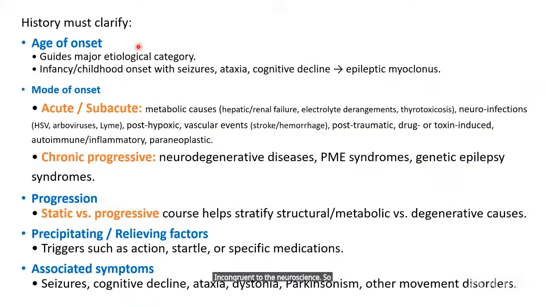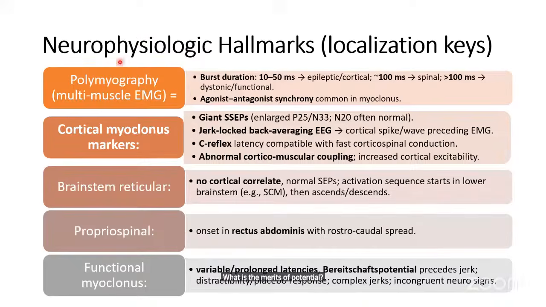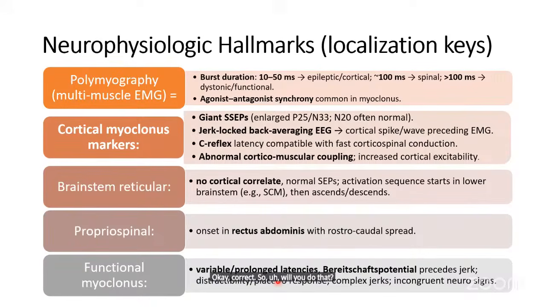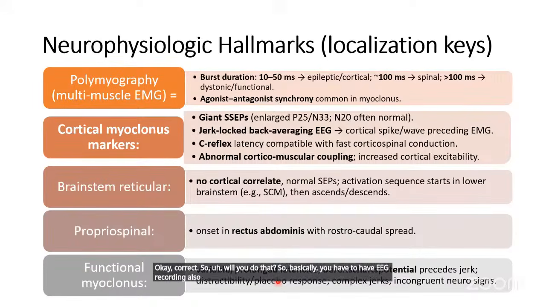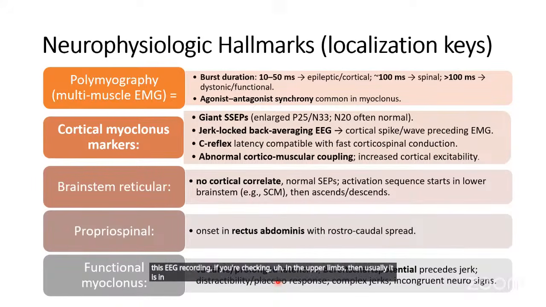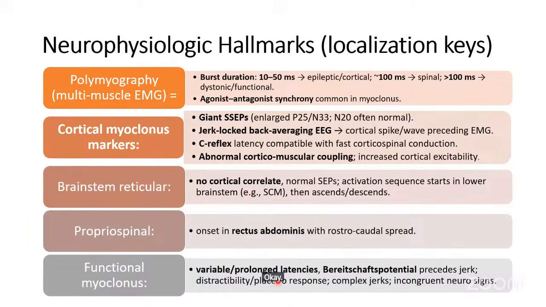What is the Bereitschaft potential? Sir, in functional myoclonus, when they want to have the movement, first we will see a spike in the cortical recording before the movement has started. Okay, correct. So how will you do that? So basically you have to have EEG recording and surface EMG recording. If you're checking the upper limbs, then usually centroparietal region electrodes are used. And for lower limbs, the central electrodes CZ, PZ can be used.